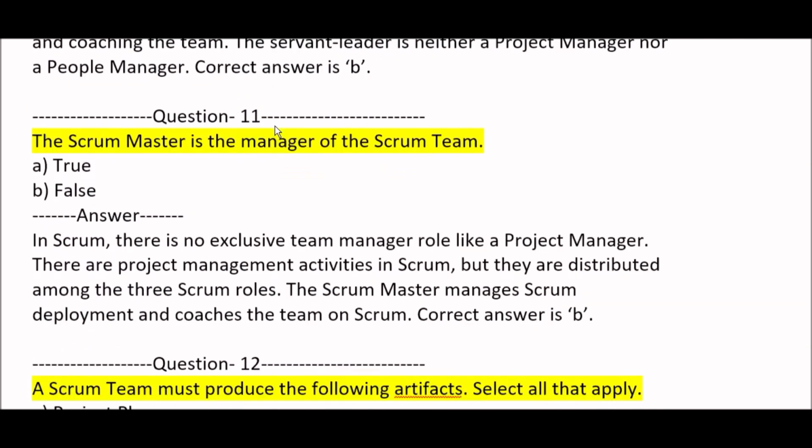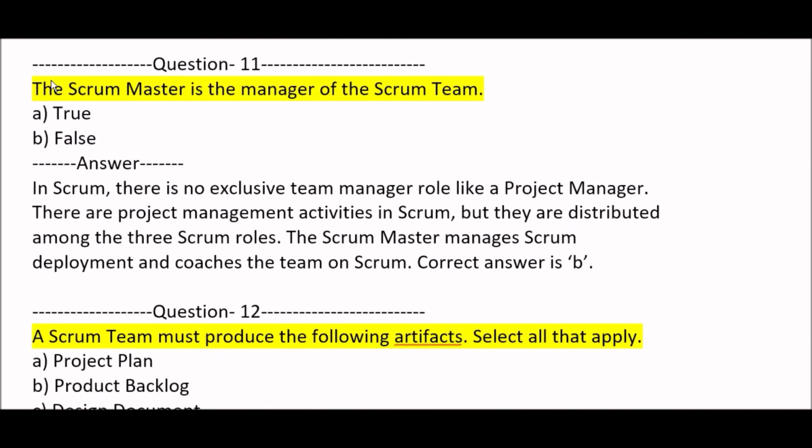Next question. The Scrum Master is the manager of the Scrum team. Is it true or false? It is also false, because in Scrum there is no exclusive team manager role like a project manager. There are project management activities in Scrum, but they are distributed among the 3 Scrum roles. Okay, the Scrum Master manages Scrum development and coaches the team on Scrum. That's why the correct answer here is option B, false. Next question.